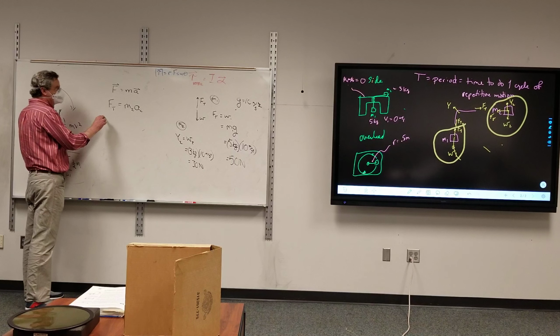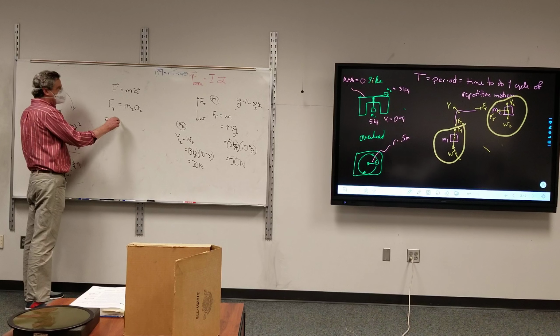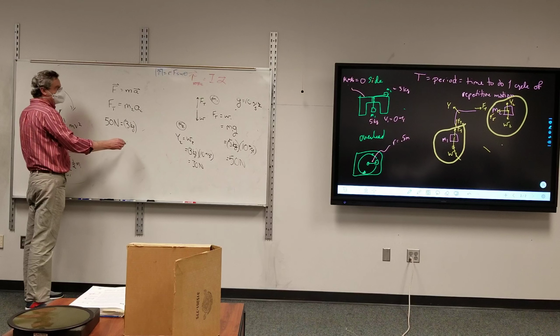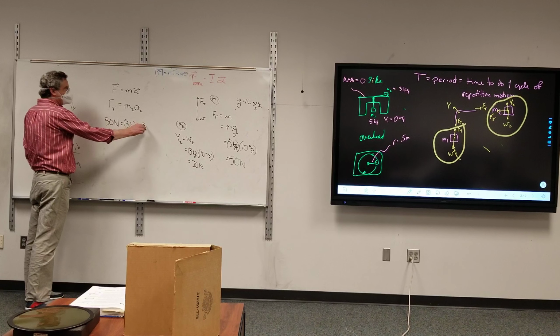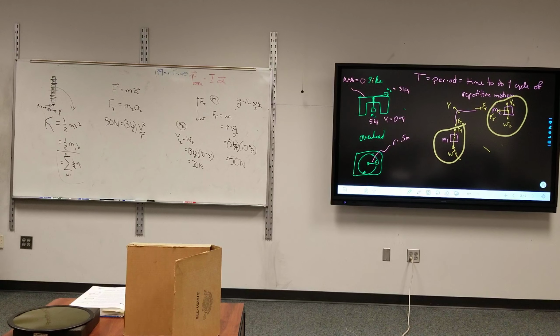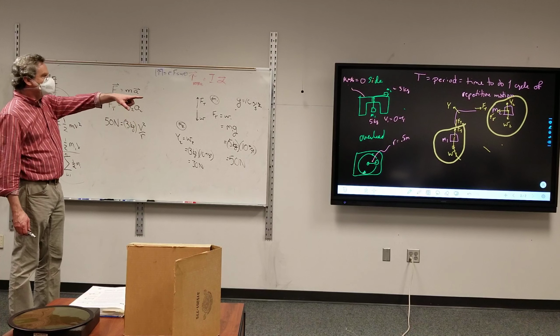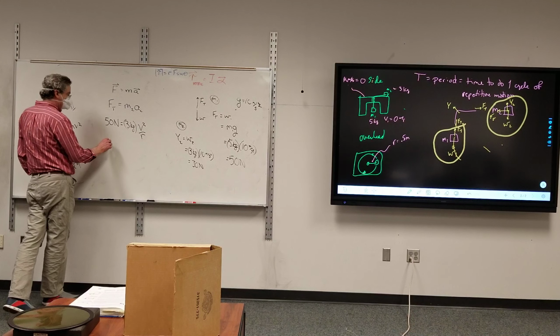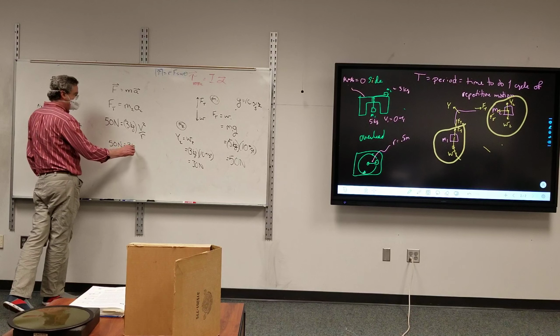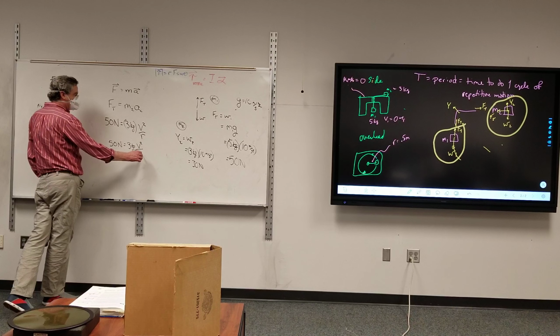My tension here I know is 50 newtons, and that's equal to 3 kilograms times my centripetal acceleration, which is v squared over r. R is a half a meter, so I get 50 newtons is equal to 3 kilograms times v squared over 0.5 meters.